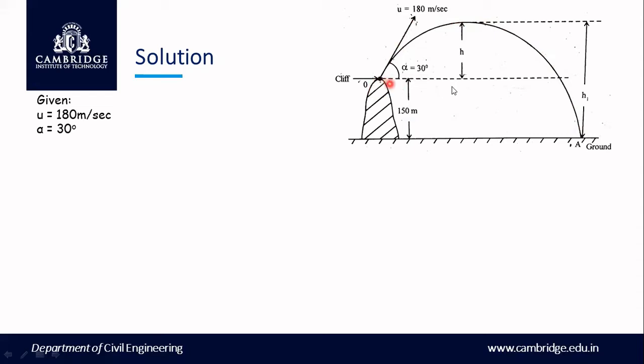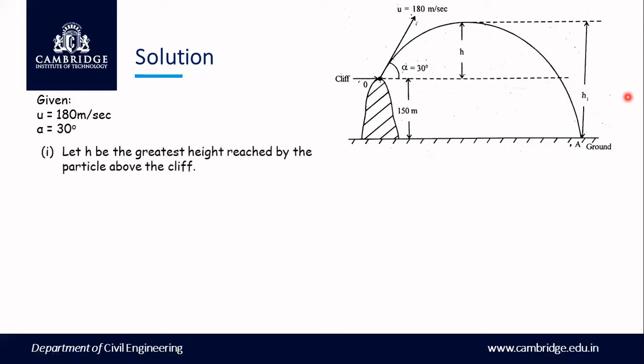So from the cliff, the maximum height reached we call here h. The cliff height is 150 meter. From the ground, if you want to find the maximum height, it will be h1, that is nothing but 150 plus h. So we are going to calculate this h, then we are going to calculate this h1, then we are going to calculate this range, the horizontal distance from here to here. Three things. So let h be the greatest height reached by the particle above the cliff. That's the first target for us to find out.